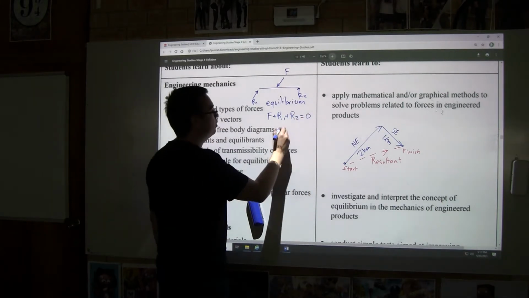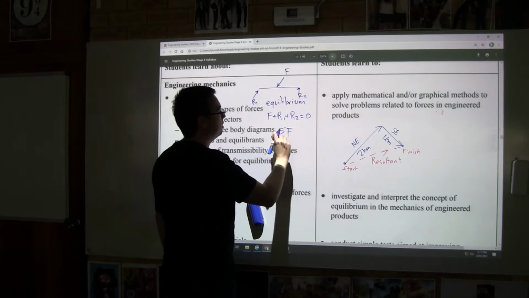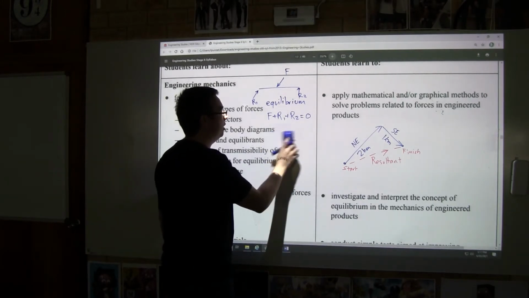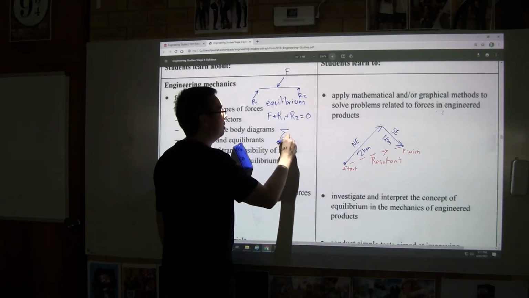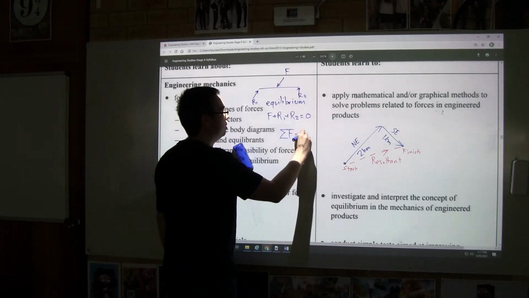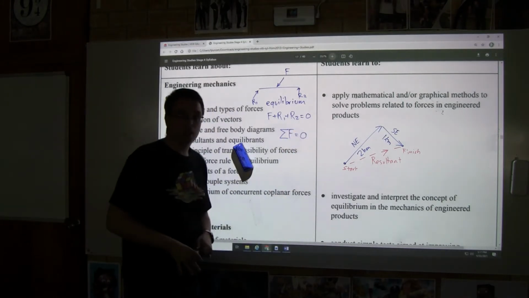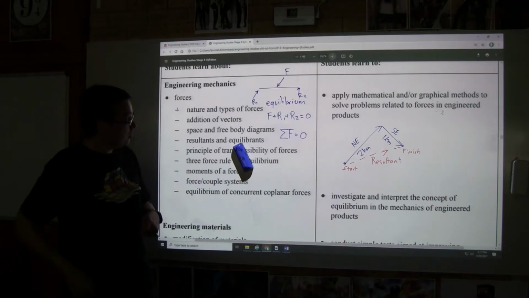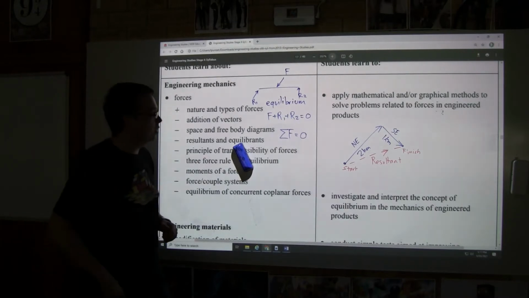The way we can write that is we can say the sum of all the forces, this is a sigma, I'm going to write that and make it really clear, sigma forces equals 0. We're going to cover that in a lot more detail, but the idea is that we need to prove that all the forces equal 0.